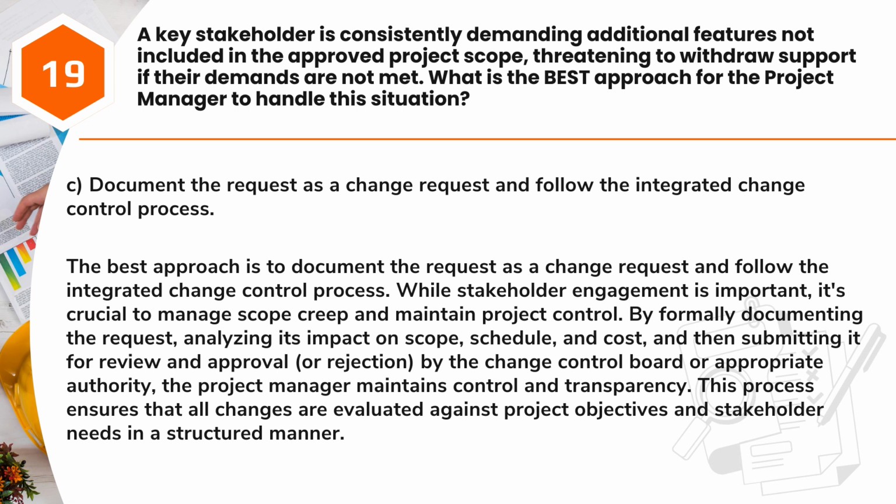By formally documenting the request, analyzing its impact on scope, schedule, and cost, and then submitting it for review and approval, or rejection, by the Change Control Board or appropriate authority, the project manager maintains control and transparency. This process ensures that all changes are evaluated against project objectives and stakeholder needs in a structured manner.